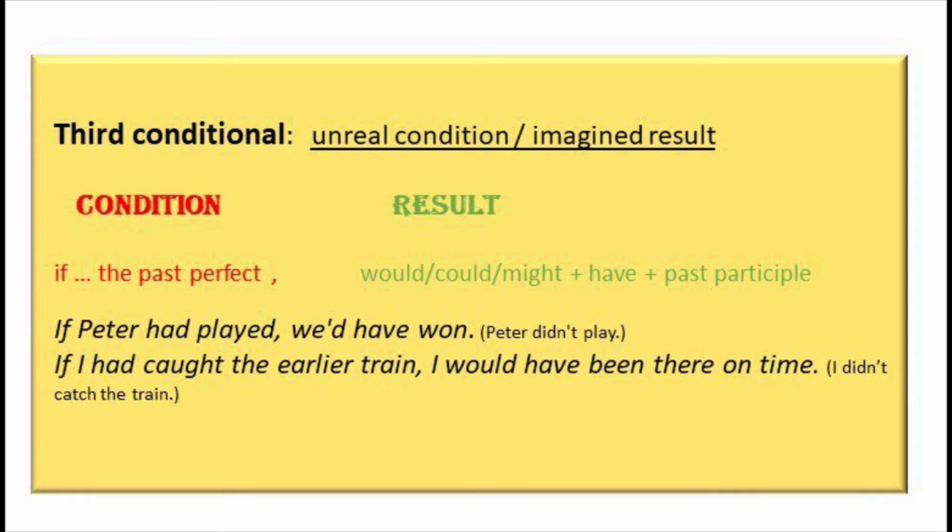We use the third conditional when we are talking about things, events that happened in the past and we are now thinking about them differently. So some of the things that you can talk about are regrets. We use the past perfect in the if clause, and it's followed by would plus have plus past participle in the result clause. If you want to understand the mixed conditionals, you need to be 100% confident with these 4 types.